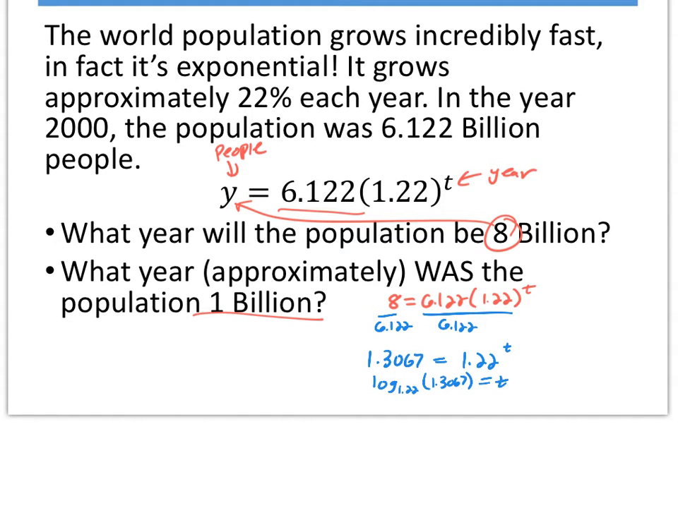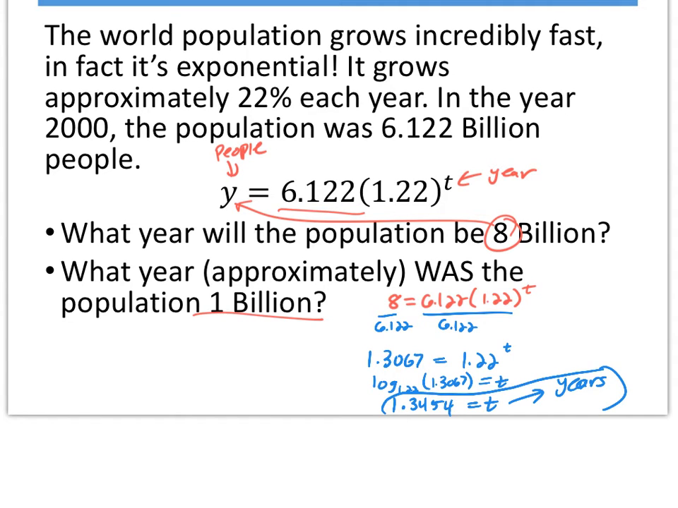And we get 1.3454 equals t, which means the years. So to grow from 6 billion people to 8 billion people, it takes about a year, a little bit less than a year, which is really fast, actually.